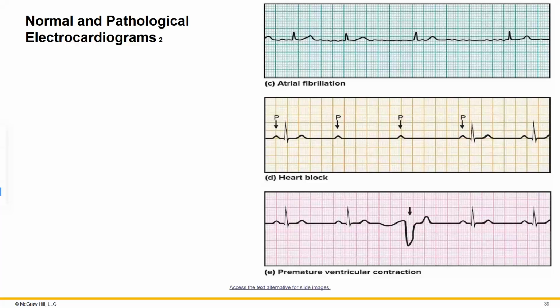So atrial fibrillation looks like this. A heart block, you can see, would look like that. And then premature ventricular contraction, a random heartbeat, causes the ventricles to contract.